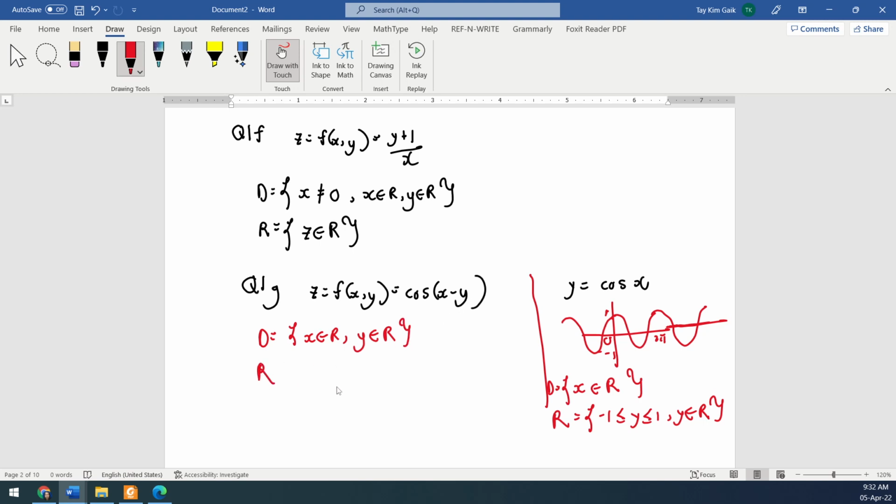And the range follows the function of one variable, but the range is actually z. So z is actually from -1 to +1, where z is a real number. So this is the answer for question 1G.